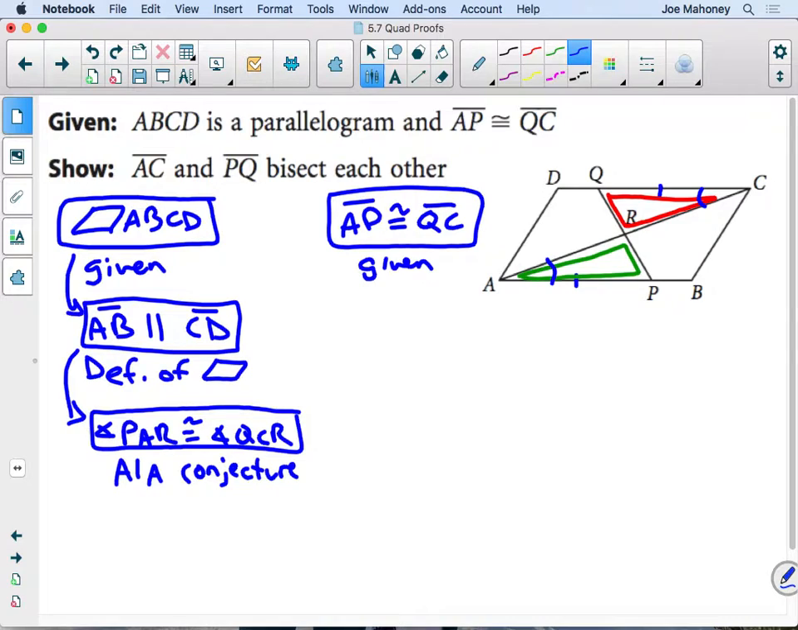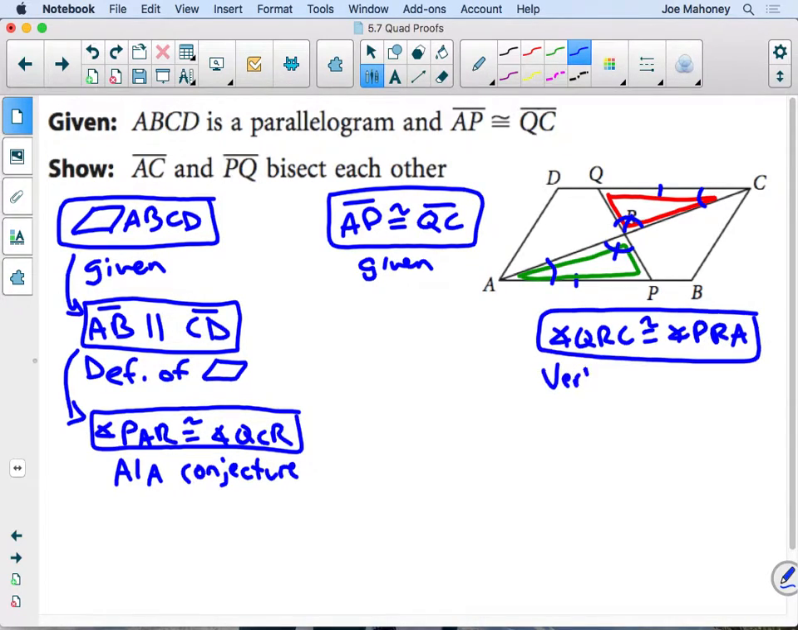While we are there, if we want to, we can also say that the other alternate interior angles are congruent, the ones at vertex P and Q. Just to make it look a little different, I'm going to take the vertical angles in here that are congruent. So I'll start off with a new box altogether. Angle QRC is congruent to angle PRA. That's because vertical angles are congruent. And because these vertical angles being congruent doesn't depend on anything else, it's a box that can stand alone.